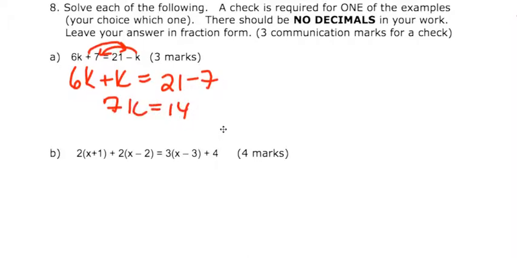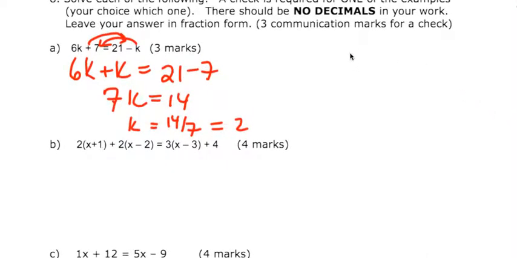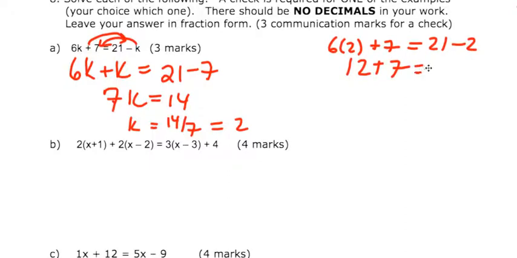And then what I want to do is get rid of the 7, and it's multiplying this side. So what you're going to do is divide by 7 when you bring it across. So K is 2. You can go back and check on this one if you want. So this was one of the checks you'll see that you're required to do later. If you go like this, left side is equal to this. 21 minus 2, that's 12 plus 7 is equal to 19. 19 is equal to 19. And that's the left side, right side check.